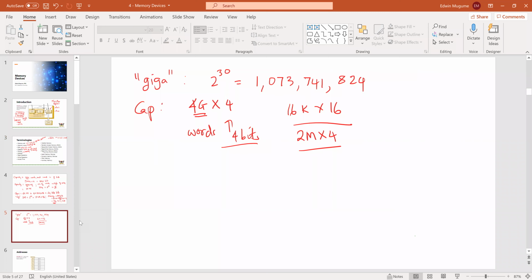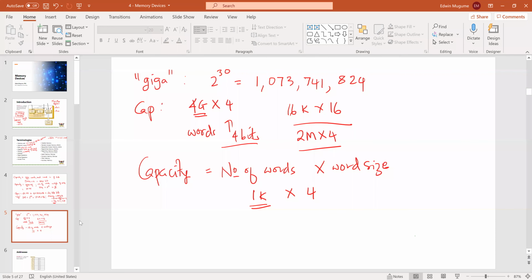The notation is very easy. Capacity is equal to number of words times word length, or word size, that is the size of each of these words. So if it is 1K by 4, it means I have 1024 words, and each word is 4 bits. So if I want my total capacity, I can get 1024 by 4, which is 4096.